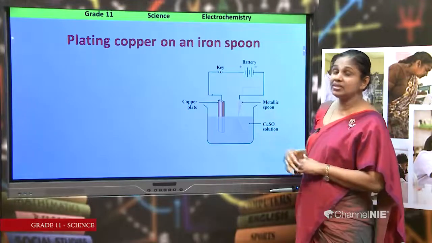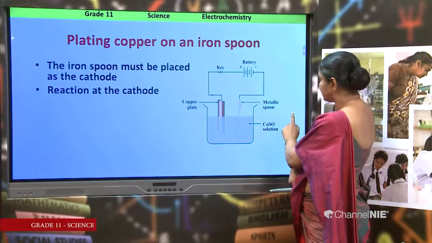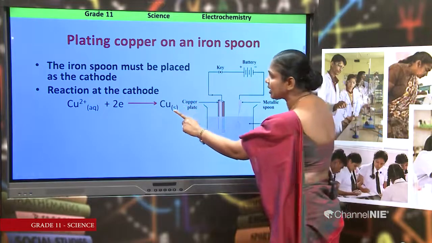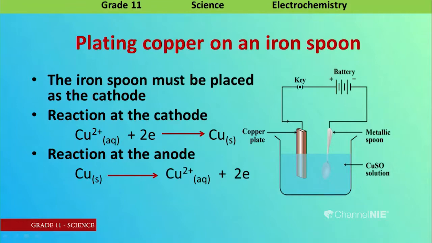So, what happens here at the anode? See, children, this is what happens at the cathode, right? Copper ions in the solution receive electrons and turn into copper atoms, or copper metal. Then the anode dissolves and releases copper ions continuously to the solution.